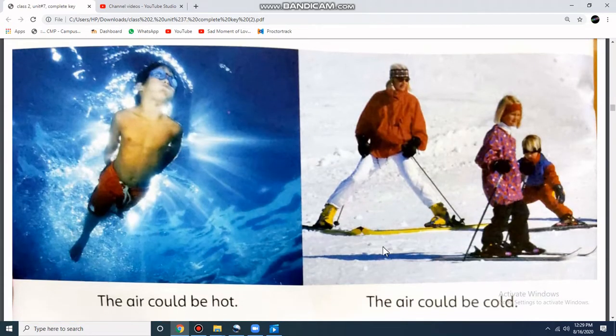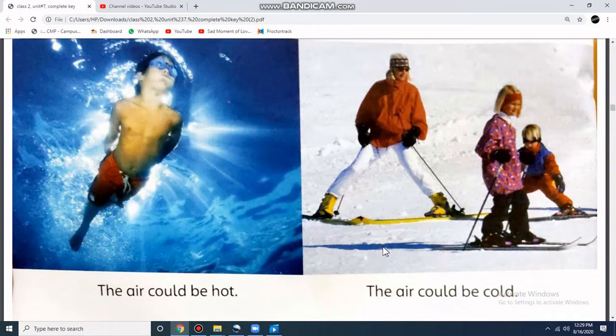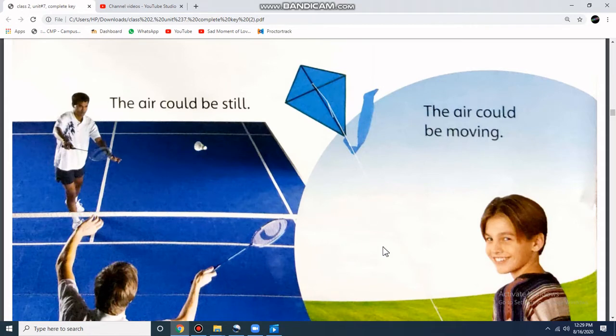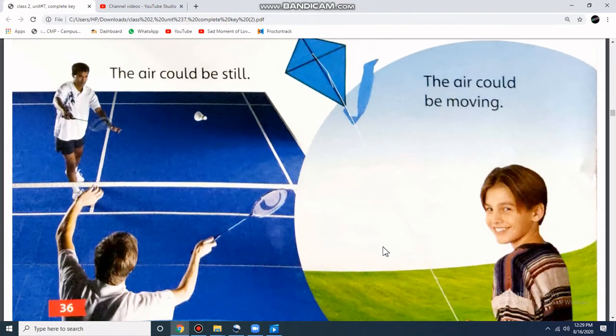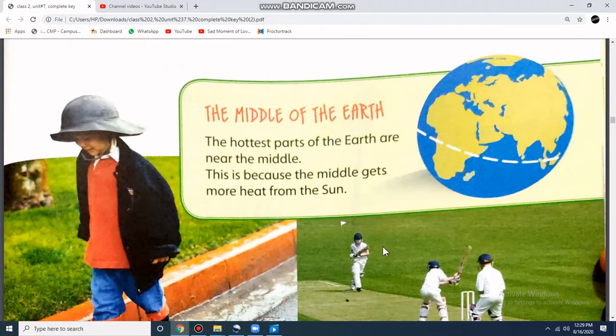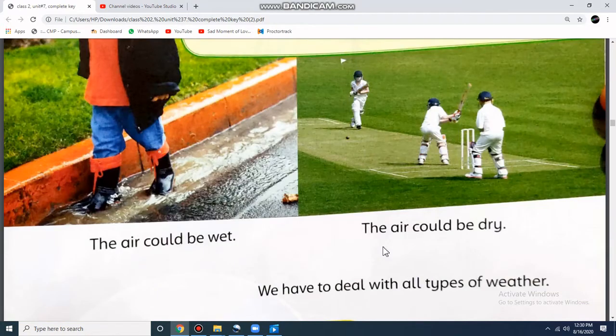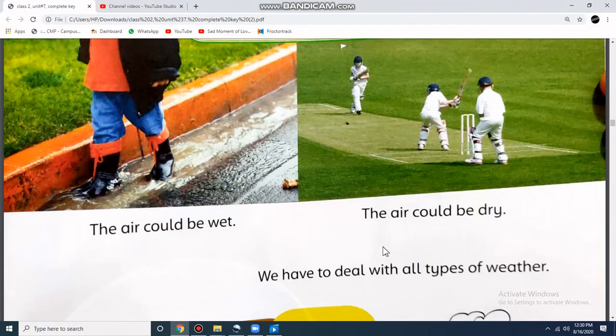If air is moving, that's when weather is good, right? Let's discuss. The air could be hot, the air could be cold, right? The air could be still, the air could be moving. Okay, and then the air could be wet, the air could be dry, right? We have to deal with all types of weather.